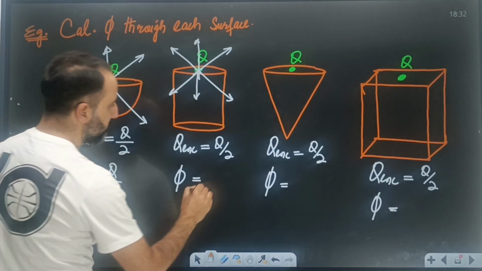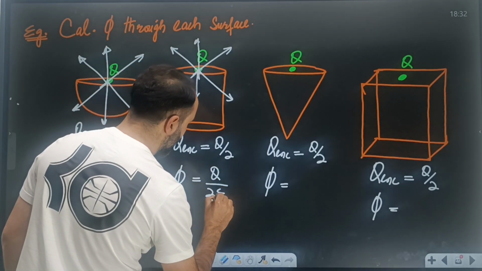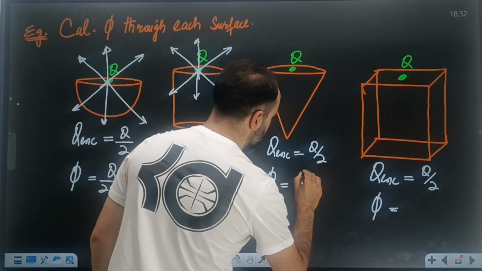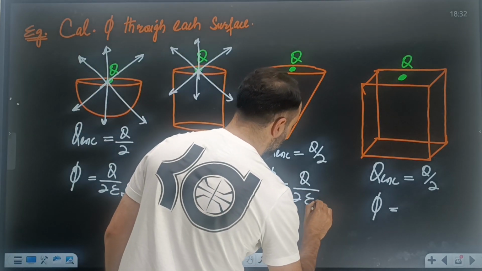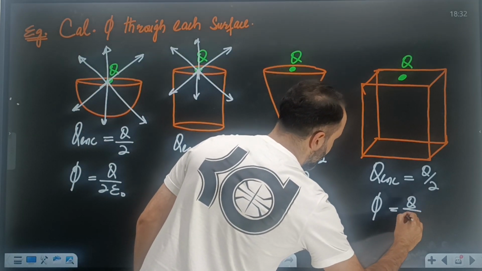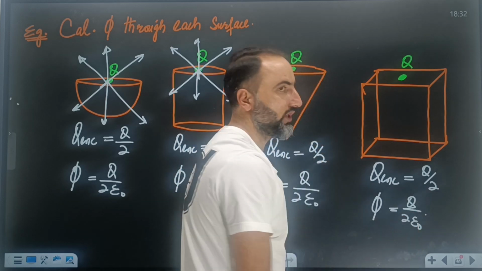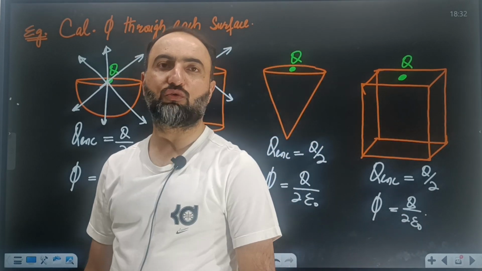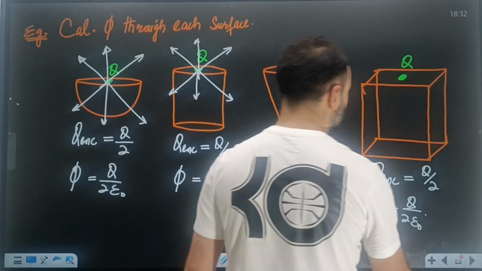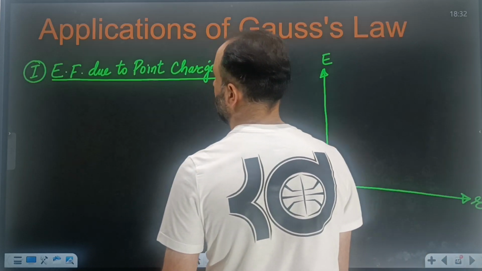What is the flux for this? Q divided by 2 epsilon naught. And what is the flux for this? That is Q divided by 2 epsilon naught. What about this? That is Q divided by 2 epsilon naught. Hence, we have calculated flux through each of these surfaces. So I'm sure that this example is crystal clear to you.